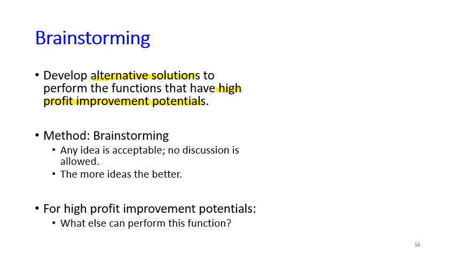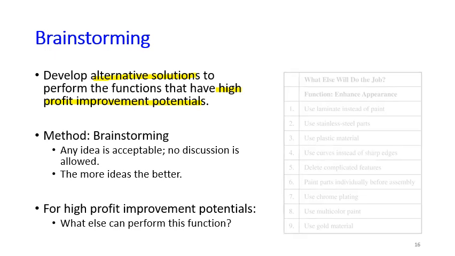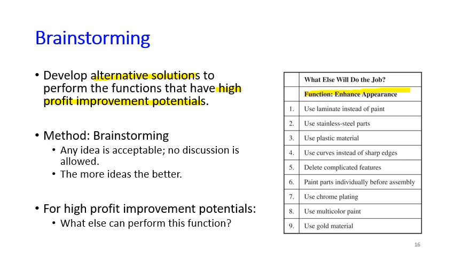For each function that has a high profit improvement potential, we ask what else can perform this function. For example, if we have a function of enhancing the appearance of something, we ask what else will do this job. You can see that there are several ideas here and they vary a lot, starting from using plastic material, something like the shape, using curves instead of sharp edges, and somebody says use multicolor paint, and so on. This is the result of the brainstorming in the creative phase. We get as many ideas as possible. No discussion is allowed, we're just collecting ideas.